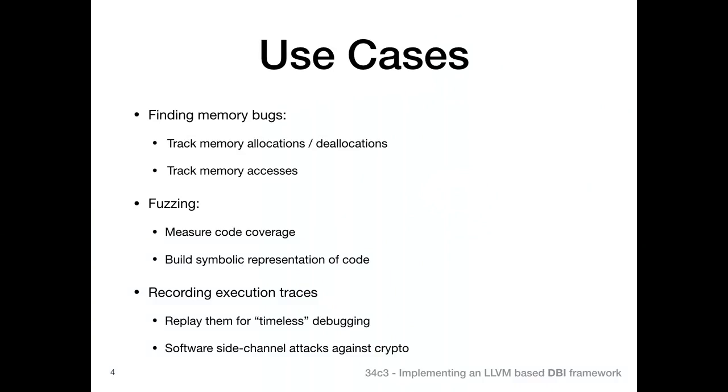The last thing you can do is simply record execution traces, which means recording everything that happens in a program. Once you have that, you can replay those execution traces and you get something that looks like a timeless debugger where you can go forward and backward and track everything that's happening in the program without relaunching it. Also, something that I've been working on before was software side channel attack against cryptography. So you're using the execution trace to generate side channel information and trying to recover keys from obfuscated cryptography.